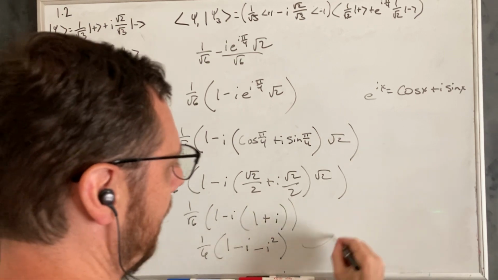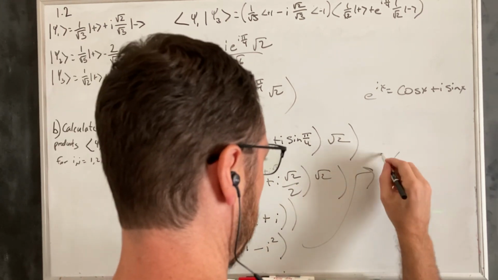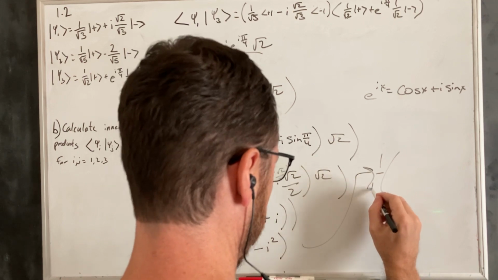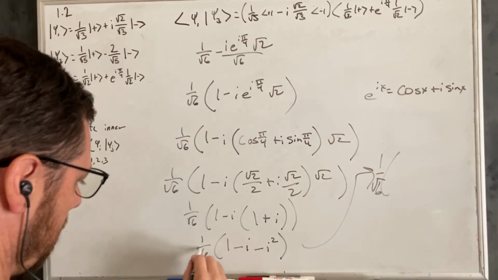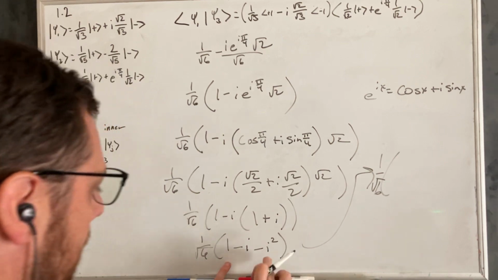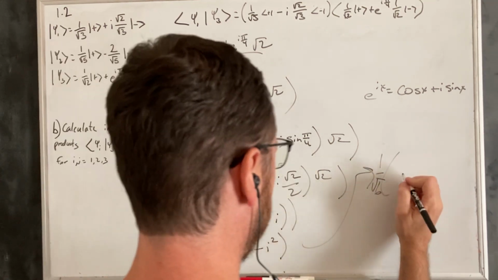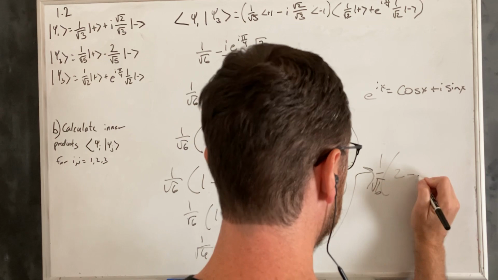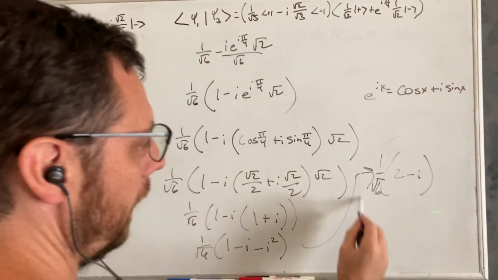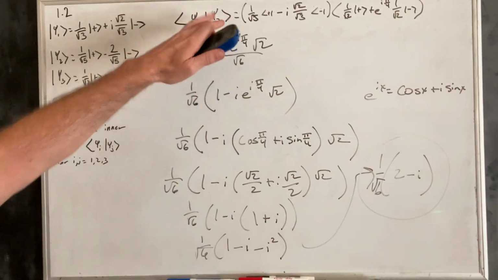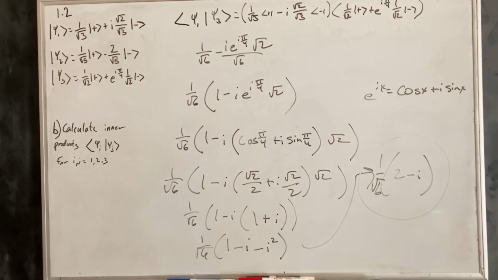So again, we have 1 over root 6, and then we have our 1 and a 1, so that makes 2 minus i. And that should be our final answer right here, the inner product of 1 and 3. Again, the i squared is -1, negative and a negative cancel out to be plus 1, and then 1 plus 1 is 2, and then you still have the minus i there. So we have 1 over root 6 times the quantity 2 minus i.